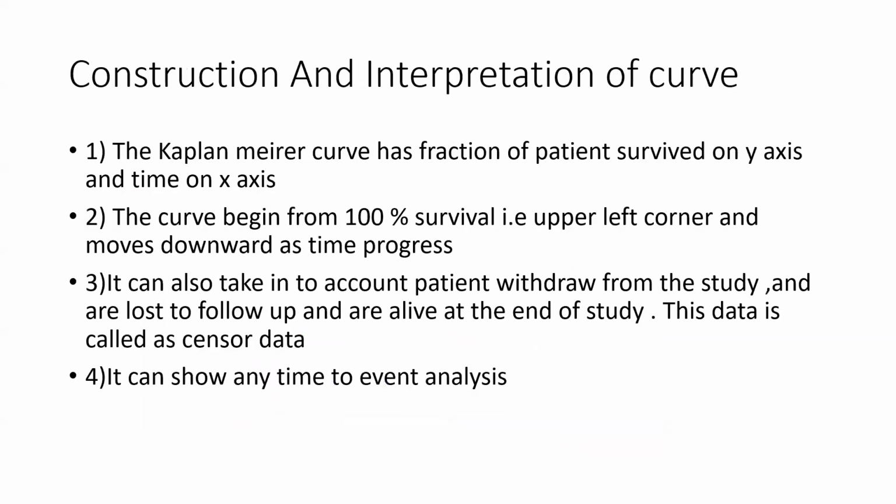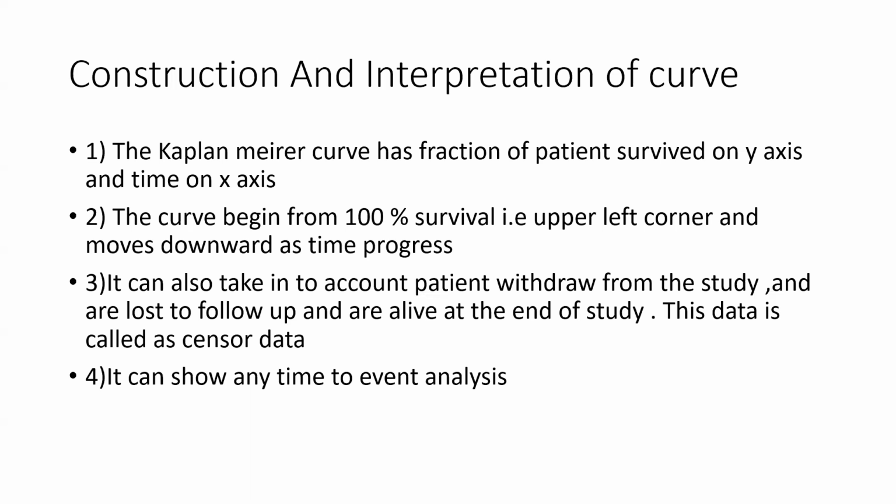Construction and interpretation of the curve. The Kaplan-Meier curve has the fraction of patients surviving on the y-axis and time on the x-axis. The curve begins from 100% survival, that is the upper left corner, and moves downward as time progresses. It can also take into account patients who withdraw from the study, are lost to follow-up, or are alive at the end of the study. This data is called censored data.